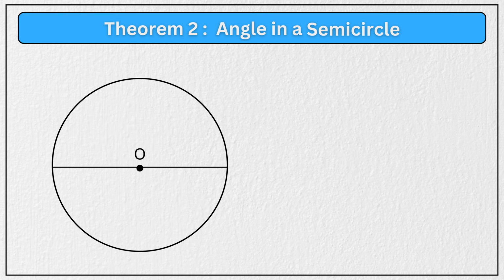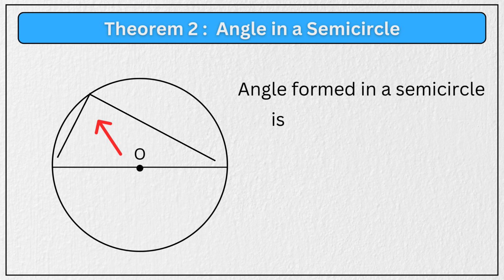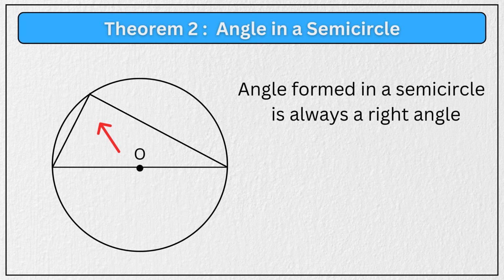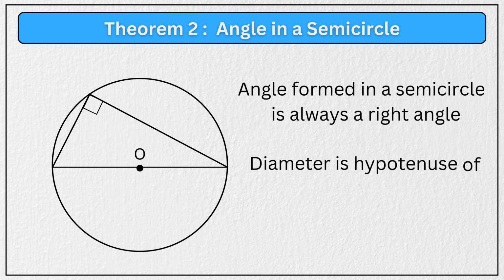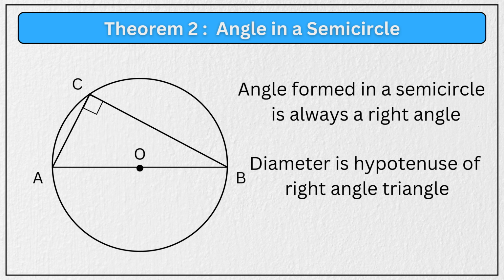2. Angle in a semicircle theorem. This theorem states that any angle formed in a semicircle opposite to the diameter of a circle is always a right angle, or 90 degrees, and the diameter of the circle is the hypotenuse of that triangle. So if AB is the diameter and C is any point on the circle, then this angle ACB is 90 degrees, and side AB becomes the hypotenuse of the triangle.